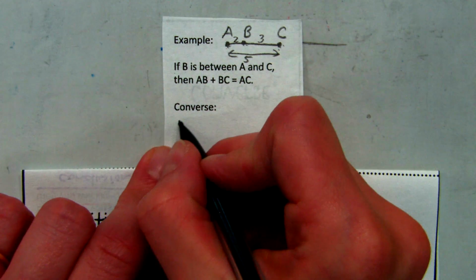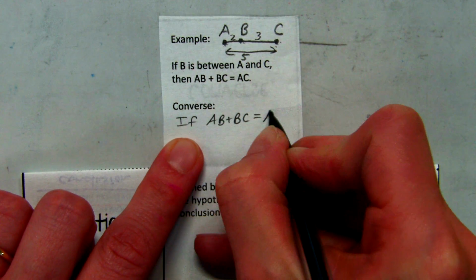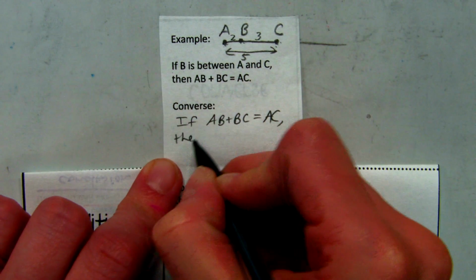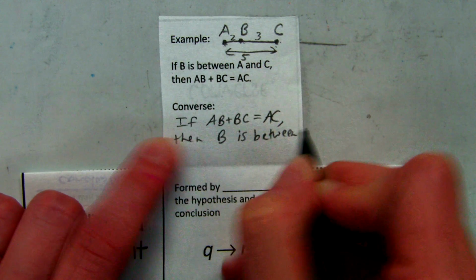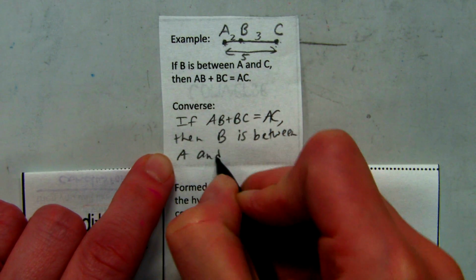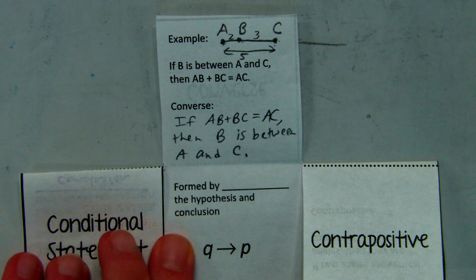So we would say if AB plus BC equals AC, then B is between A and C. Okay? So you're just switching it.